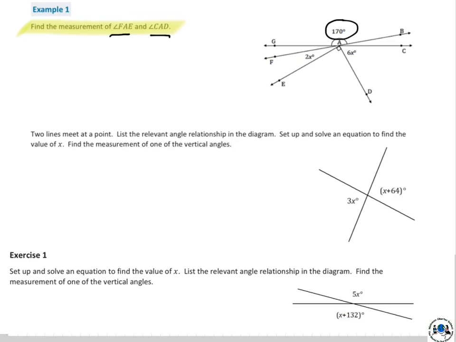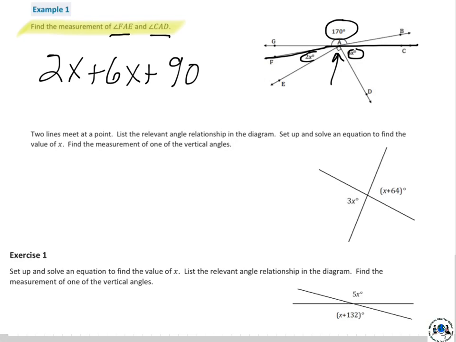And what I do have for the other angle here is 2x and 6x. There's my 2x, there's my 6x, because that angle is made up of 2x plus 6x plus, of course, there's my hint there, 90, okay? All of that is going to equal 170, because all of those together are going to be vertical to this 170 degree angle there.